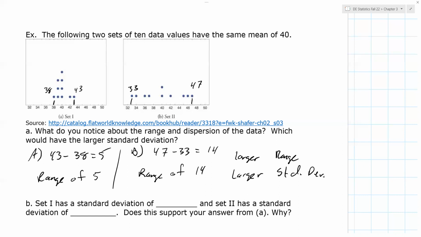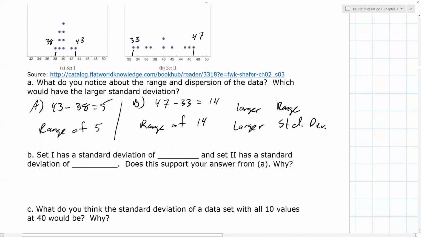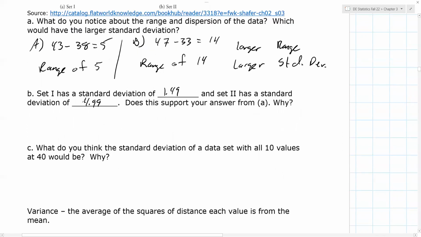Now, I know how to calculate this. You don't yet. So I'll tell you what these blank answers are. Set 1 has a standard deviation of 1.49, and set B or set 2 has a standard deviation of 4.99. Now, you don't know how to calculate that yet, but you will in a second. So that does, in fact, support our answer that set 2 has the bigger standard deviation. And then part C, and I like this question.